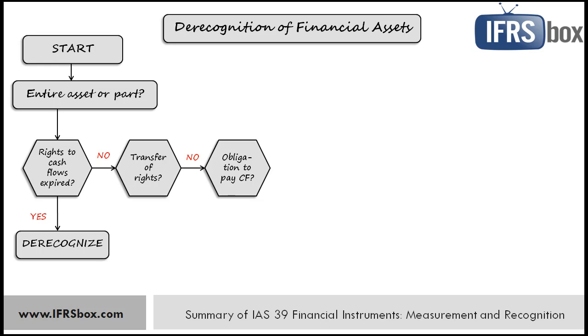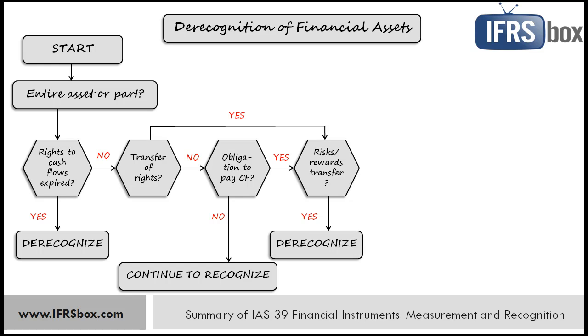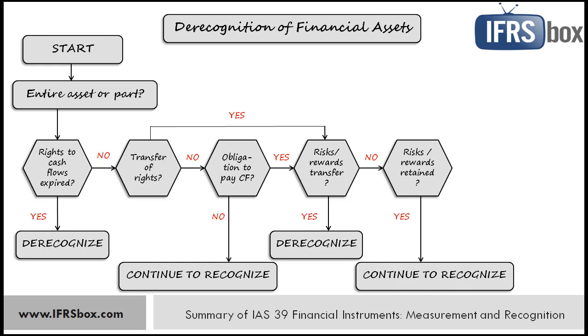If there is no such obligation, then the entity continues to recognize the asset. But if there is such an obligation, then the next question is whether the entity has transferred substantially all risks and rewards from the asset. If the company transferred its rights to receive the cash flows, then we come to the same question. So if the entity transferred substantially all risks and rewards from the asset, then the asset is derecognized. If not, then there is another question. Has the entity retained substantially all risks and rewards from the financial asset? If yes, then the entity shall not derecognize the asset and continues to keep it in its financial statements.